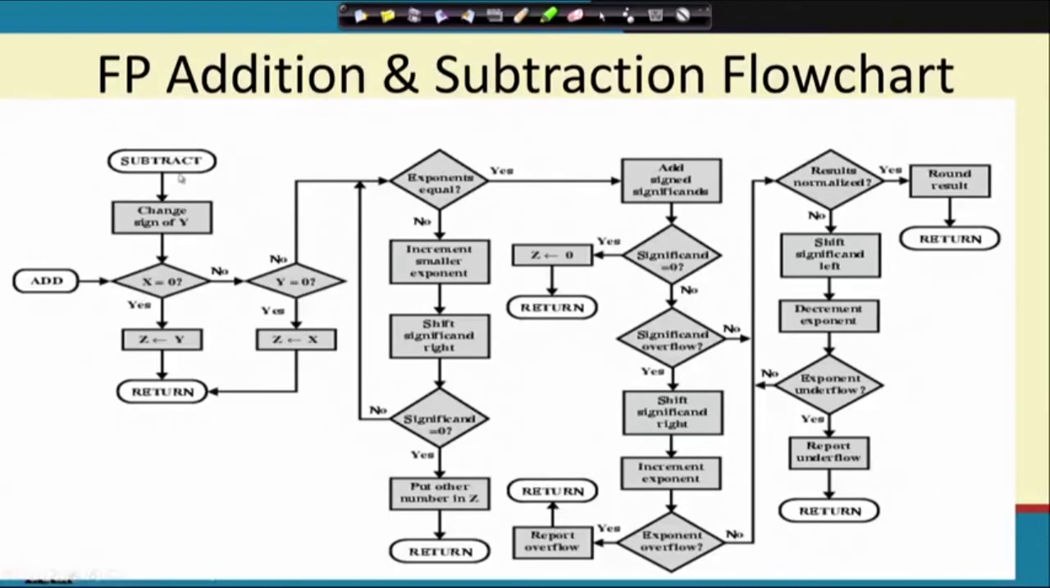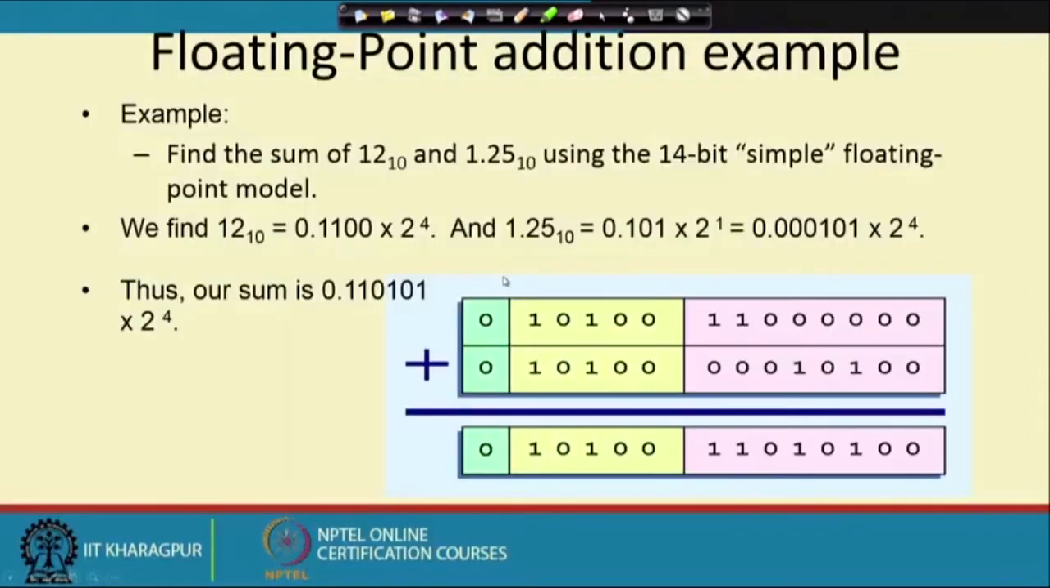Similarly, for the subtraction part, we just change the sign of y, and then the rest of the thing is the same as we do for the addition part. So, this is simply pen and paper type of addition and subtraction. So, that is followed here also.